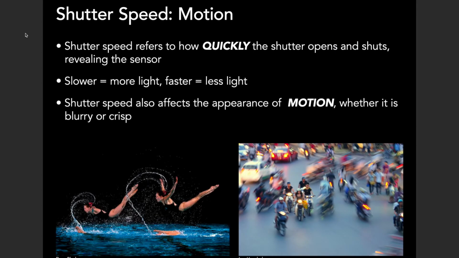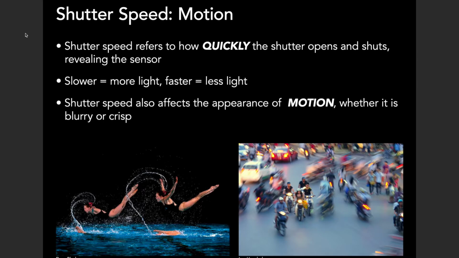Shutter speed. Shutter speed refers to a different mechanism. The aperture and the shutter are two different mechanisms, both inside your lens and camera body. The shutter opens and shuts, so it's how quickly it opens, stays open, and then shuts again. The shutter reveals the sensor, which then absorbs the light. So if the shutter is open slower, it's letting in more light, so you get a brighter exposure. If the shutter is opening faster, open shut, it lets in less light and you get a darker exposure.